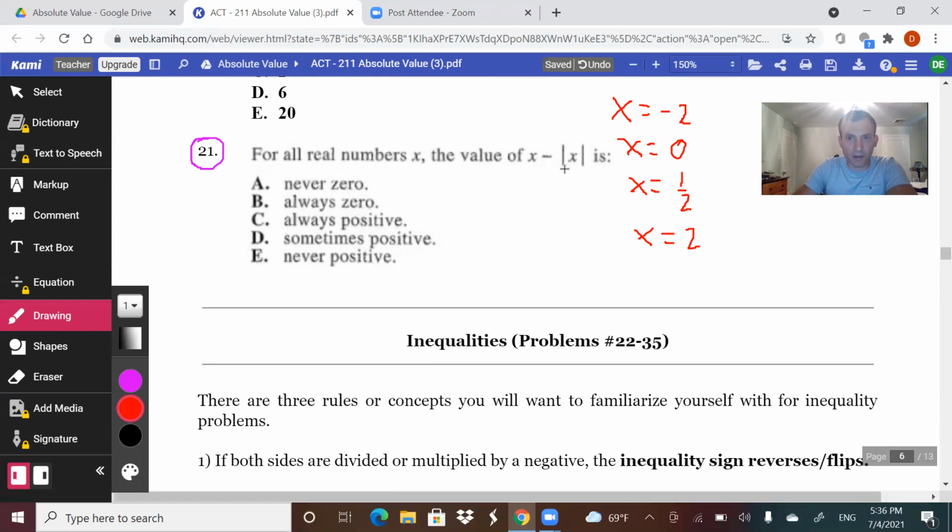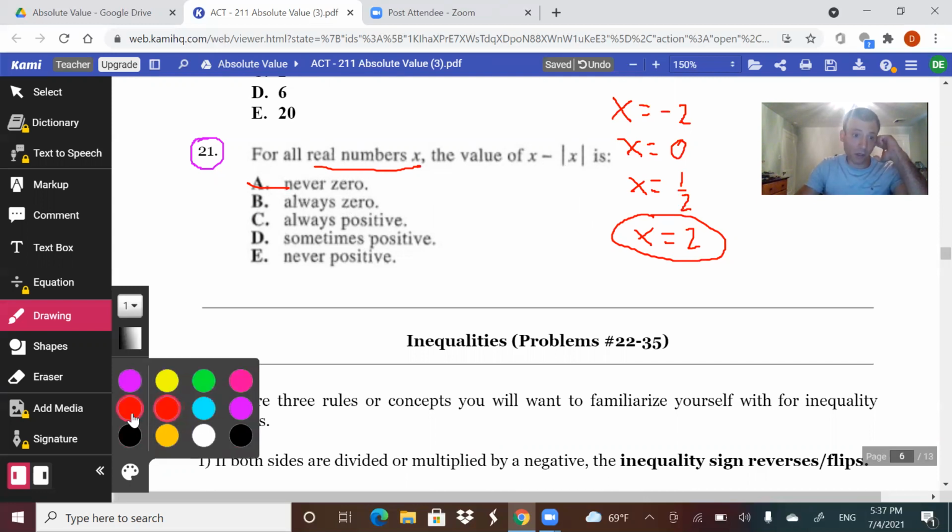So let's think about this. Is x never 0? Well, no, it could be 0, because if we put in 0 minus 0, then we'd get out 0. And 0 is a real number. Also, if we put in a positive number like 2, 2 minus the absolute value of 2 is 2. So it would just be 2 minus 2, which would be 0, if you think about that. So that gets rid of never 0.